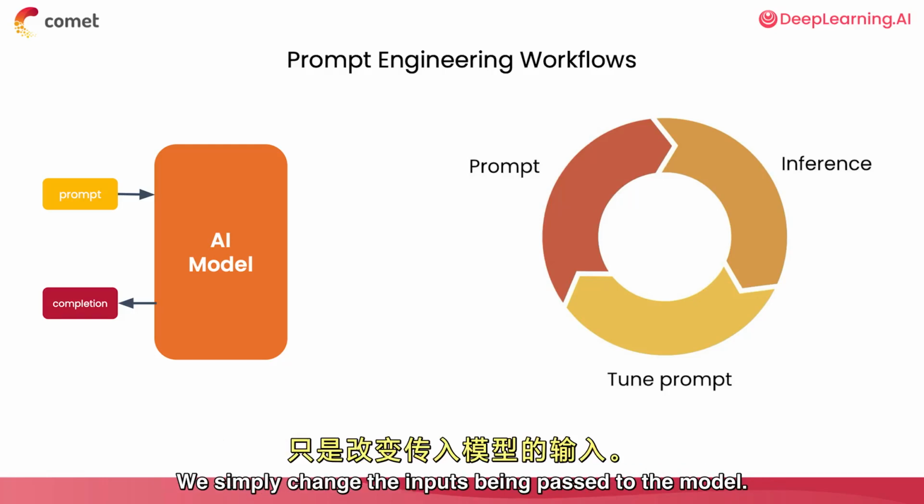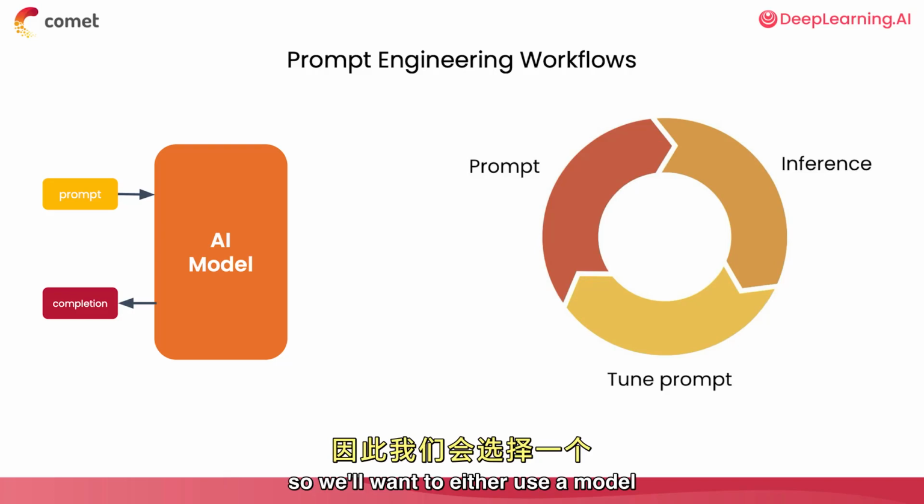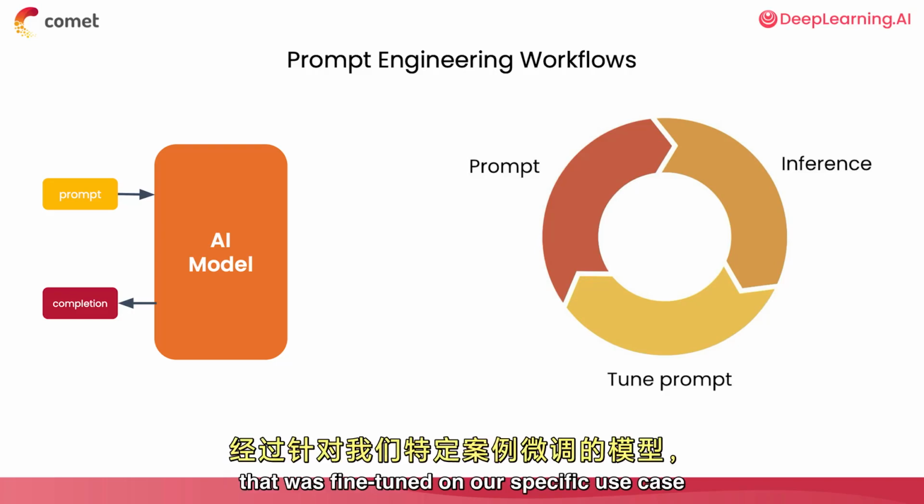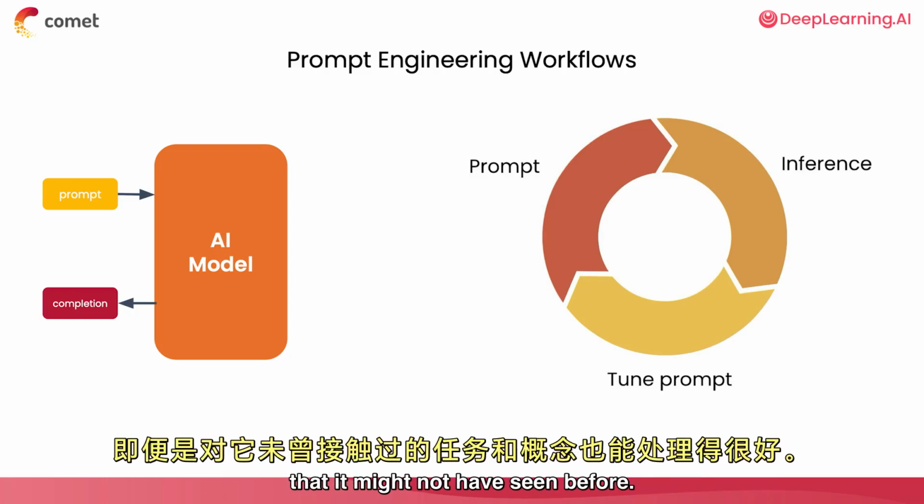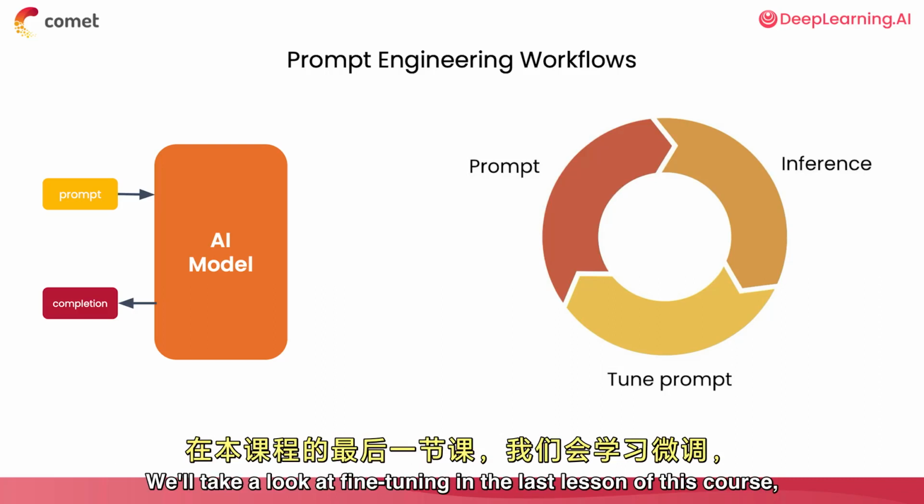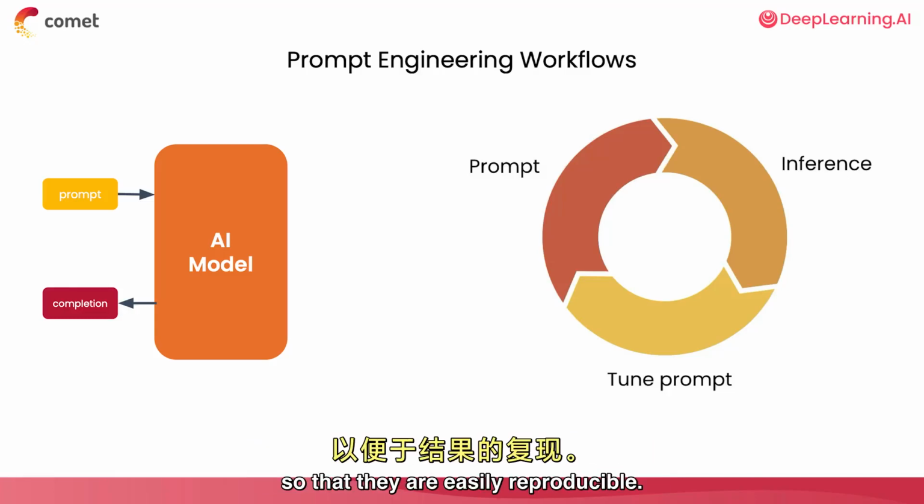We simply change the inputs being passed to the model. In most of this course, we won't be doing any model training. So we'll want to either use a model that was fine-tuned on our specific use case, or a model that generalizes well to tasks and concepts that it might not have seen before. We'll take a look at fine-tuning in the last lesson of this course, as well as some of the best practices for tracking and visualizing training runs so that they are easily reproducible.